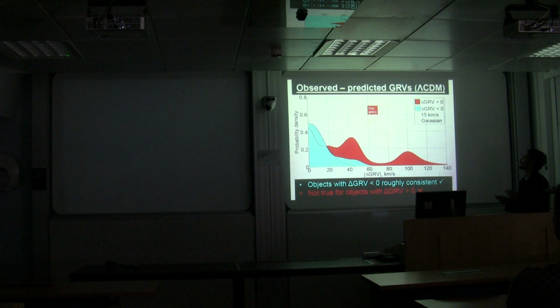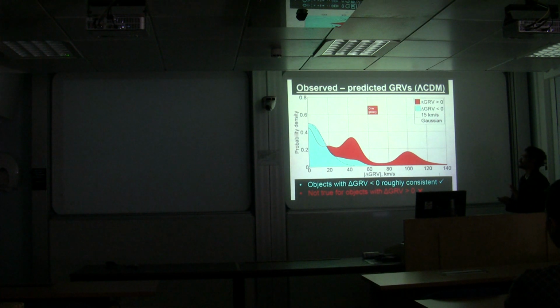Now, if you try and overplot a 15 km per second Gaussian on top of that, you can see that's worked fairly well, right? You don't expect these things to match exactly, but that shows that basically these objects are more or less consistent with lambda CDM. There's nothing wrong with a 15 km per second discrepancy. However, the objects with radial velocities above the model predictions, shown in red, have some really unusual feature and can't possibly be described by a 15 km per second Gaussian.